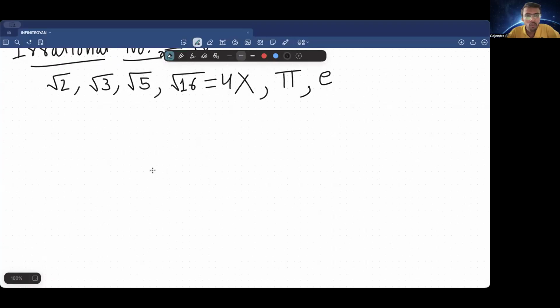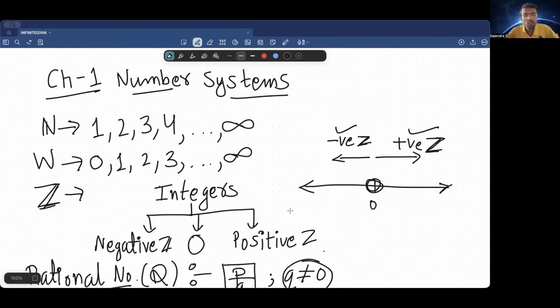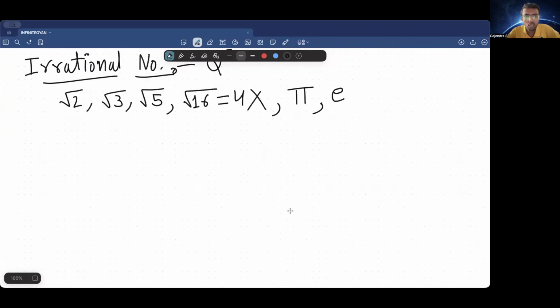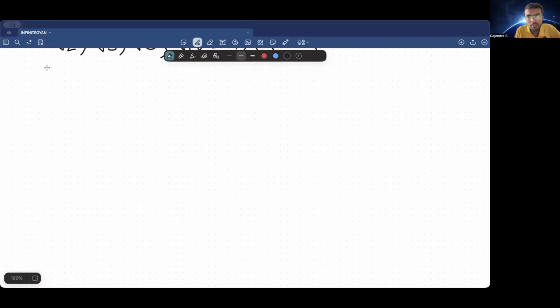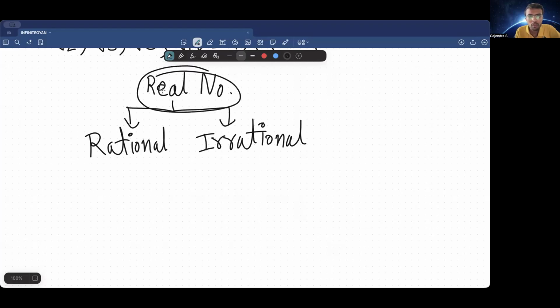So here we go. We have done till now natural numbers, whole numbers, integers. Then we moved on to rational numbers and irrational numbers. Now the combination of both rationals and irrationals is known as real numbers. So in real numbers we have rational numbers, and another one we have irrational numbers, right? Both of these combined will be known as real numbers.